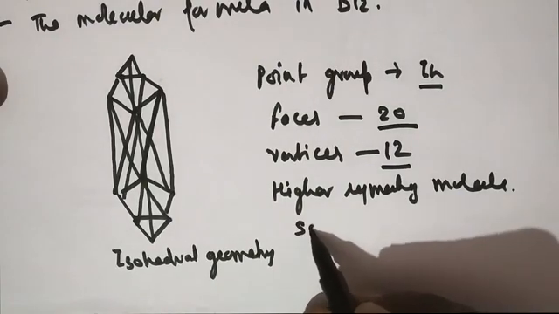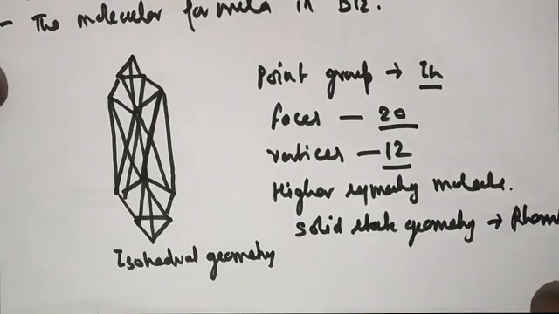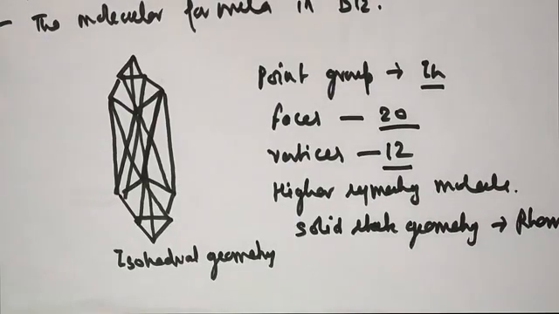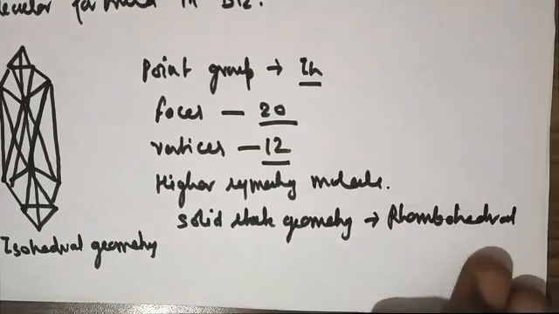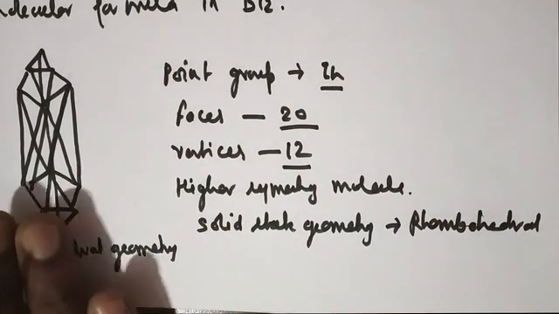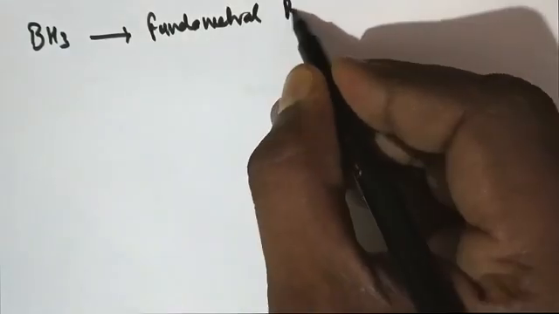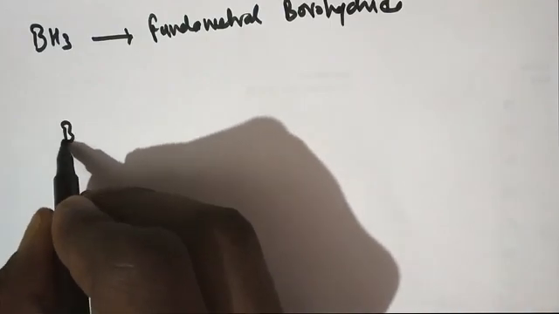The solid state geometry of this molecule is rhombohedral. This rhombohedral geometry gives it a more stable structure, and this structure is also very stable in the solid state. Now we will look at a simple molecule like BH3. Suppose we have a molecule with the general formula BH3, which is a fundamental borane, a fundamental borohydride. If you see its structure, it is like this.